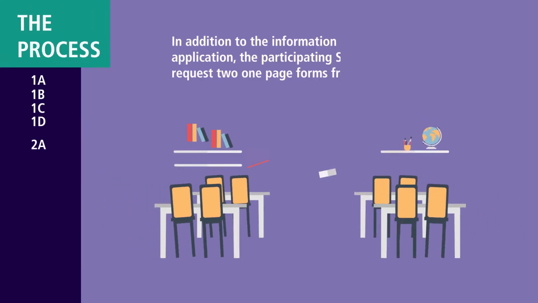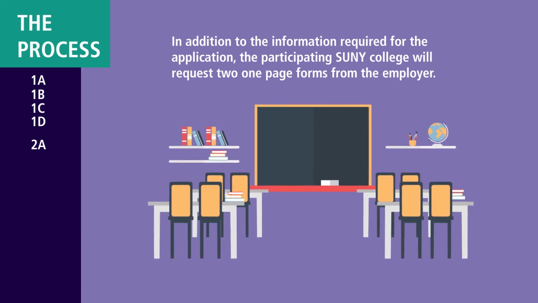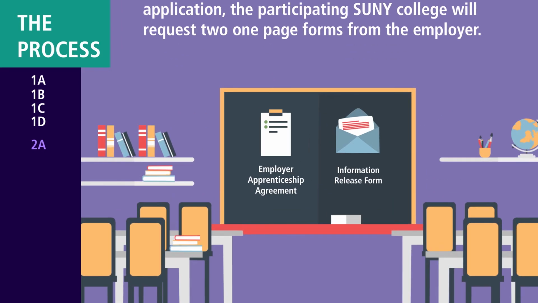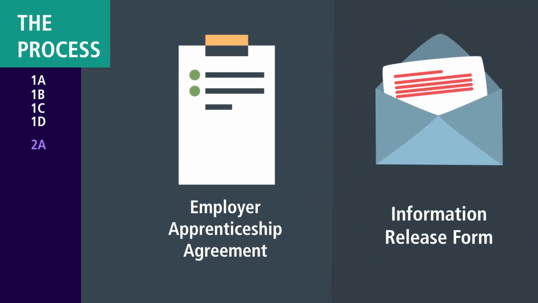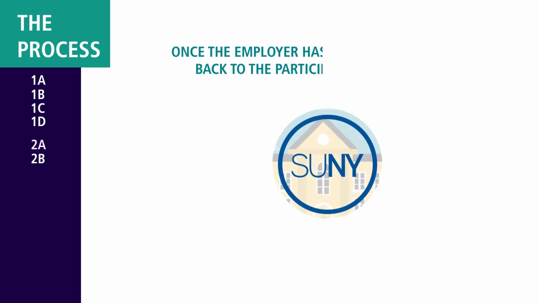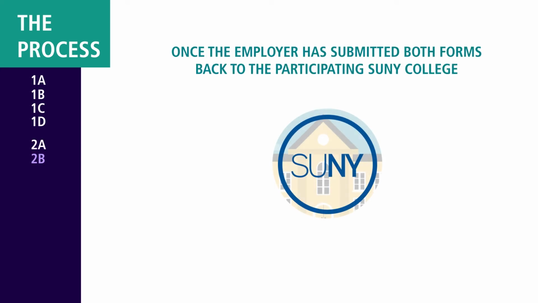In addition to the information required for the application, the participating SUNY college will request two one-page forms from the employer: the Employer Apprenticeship Agreement and Information Release Form. Only one Employer Apprenticeship Agreement form is required per company, and the Information Release Form is required by each and every apprentice. Once the employer has submitted both forms back to the participating SUNY college, you may move on to the next step.